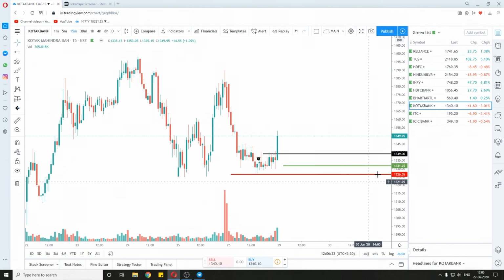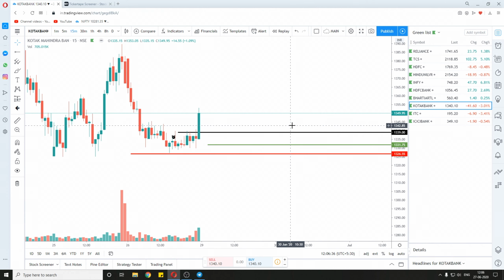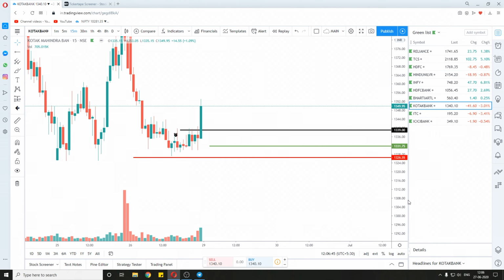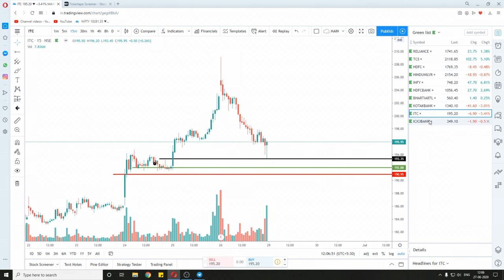Same for Kotak Bank, because when we are doing intraday, we do not have the time to find a correct level and then find a proper stop loss. So what we do is we set an alert and we have selected all the levels one night before the trading. So we have set up two shares, ITC and Kotak Bank.